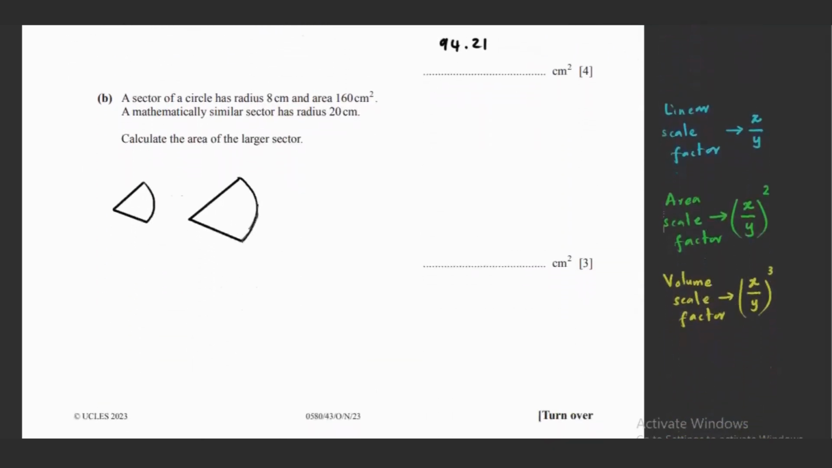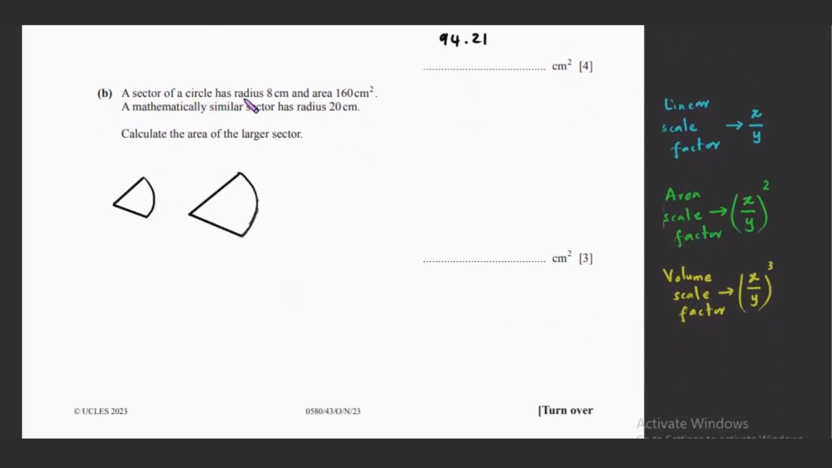Let's move on to the next part. A sector of a circle has radius 8 centimeters and area 160 square centimeters. And there's another sector which is mathematically similar, which has a radius of 20 centimeters. And we need to calculate the area of the larger sector.